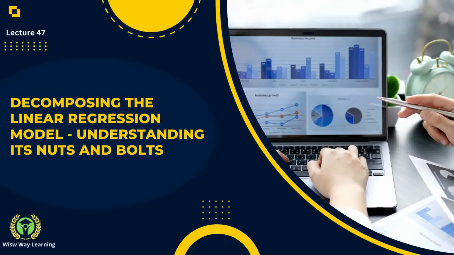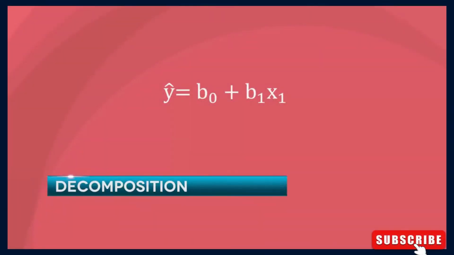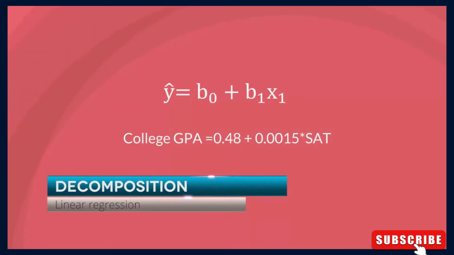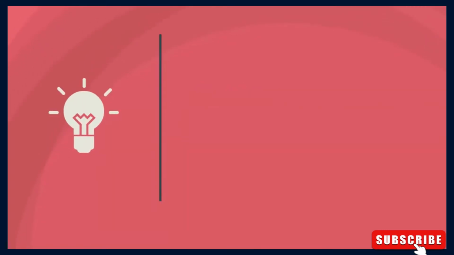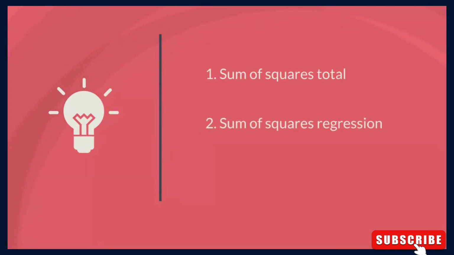Lecture 47, Decomposing the Linear Regression Model, Understanding its Nuts and Bolts. We already saw the regression equation and an example of a regression model. In this lesson, we will explore the determinants of a good regression. This video is based on the ANOVA framework you may have heard before. There are three terms we must define: the sum of squares total, the sum of squares regression, and the sum of squares error.